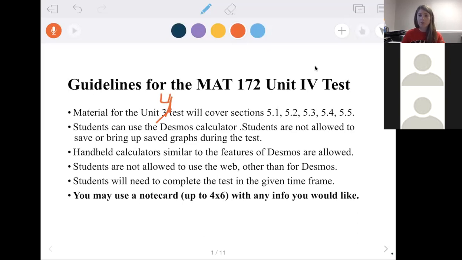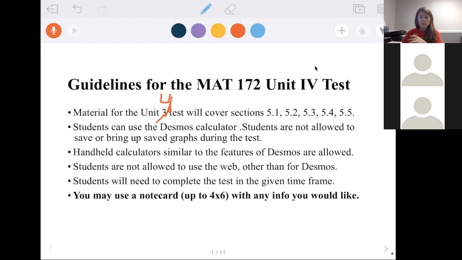Your unit test will cover 5.1 through 5.5. Keep in mind 5.1 and 5.2 are kind of grouped together with those identities. 5.3 is on equations. 5.4 is on our sum and difference, which is kind of, in my mind, grouped together with our double angle trig formulas in 5.5. So I kind of think about it as 3 main topics that everything else falls under: the identities, equations, and then double angles, or multiple angles, you could say.